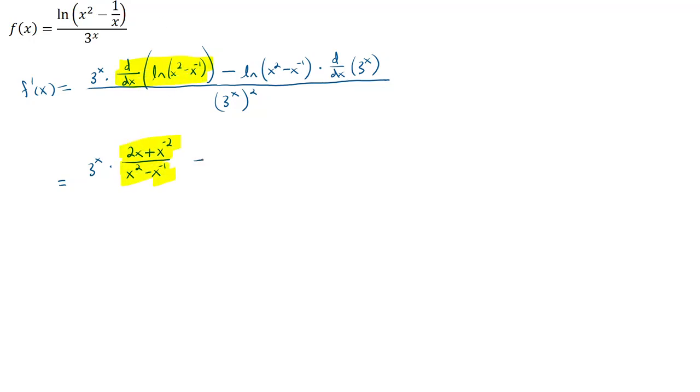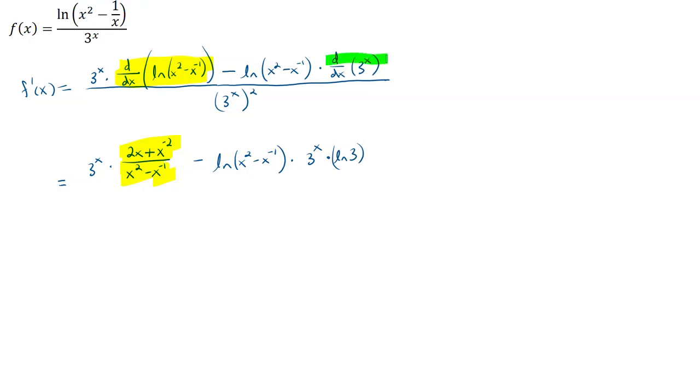Then I've got minus the natural log of x squared minus x to the negative first times the derivative of 3 to the x. I threw this one in there because everybody forgets the derivative of an exponential when the base is not e. So the derivative of e to the x is just e to the x. But if your base is not e, it still repeats itself, so it's still 3 to the x. You just get an extra factor of the natural log of whatever your base is. So times the natural log of 3.